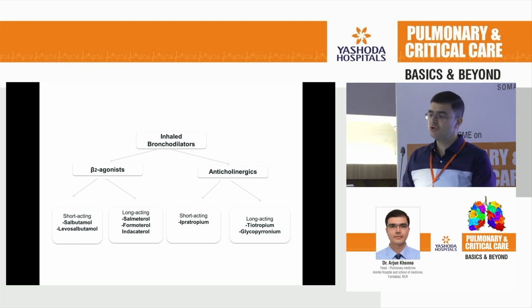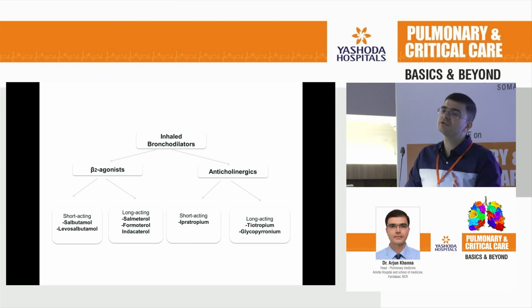Beta agonists can be short-acting and long-acting. Short-acting beta agonists are salbutamol and levosalbutamol. Longer-acting ones are salmeterol, formoterol, indacaterol, vilanterol. For anticholinergics, short-acting is ipratropium, and long-acting are tiotropium and glycopyrronium. So all postgraduates who manage COPD must remember the bronchodilators that are available in the Indian market.